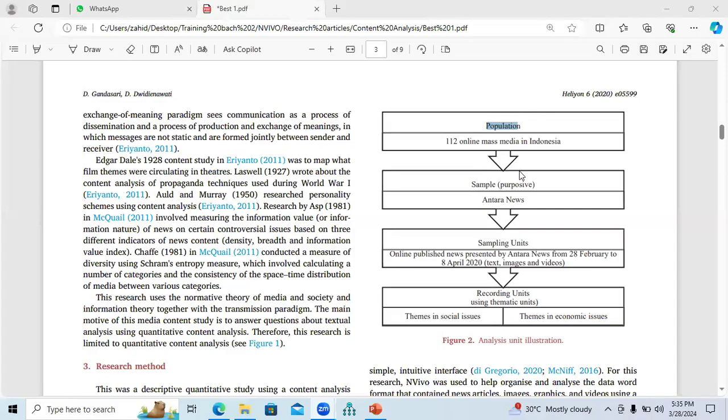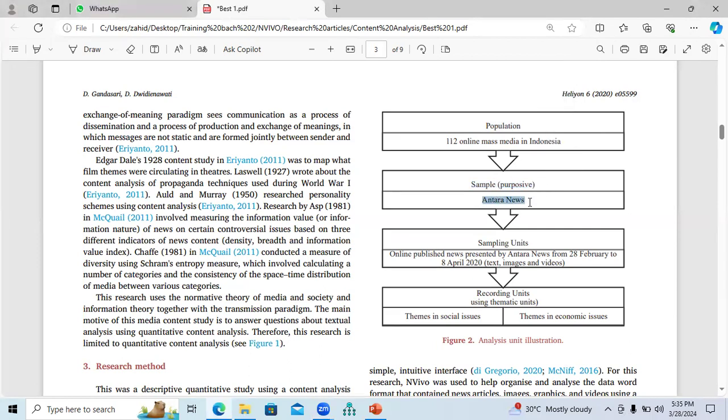Again, I am sharing the screen. This is their process of applying the content analysis. First, they selected their unit of analysis. They considered the unit of analysis as media in Indonesia. So they selected 112 online mass media in Indonesia as the unit of analysis. This is the sampling method. They considered purposive sampling.